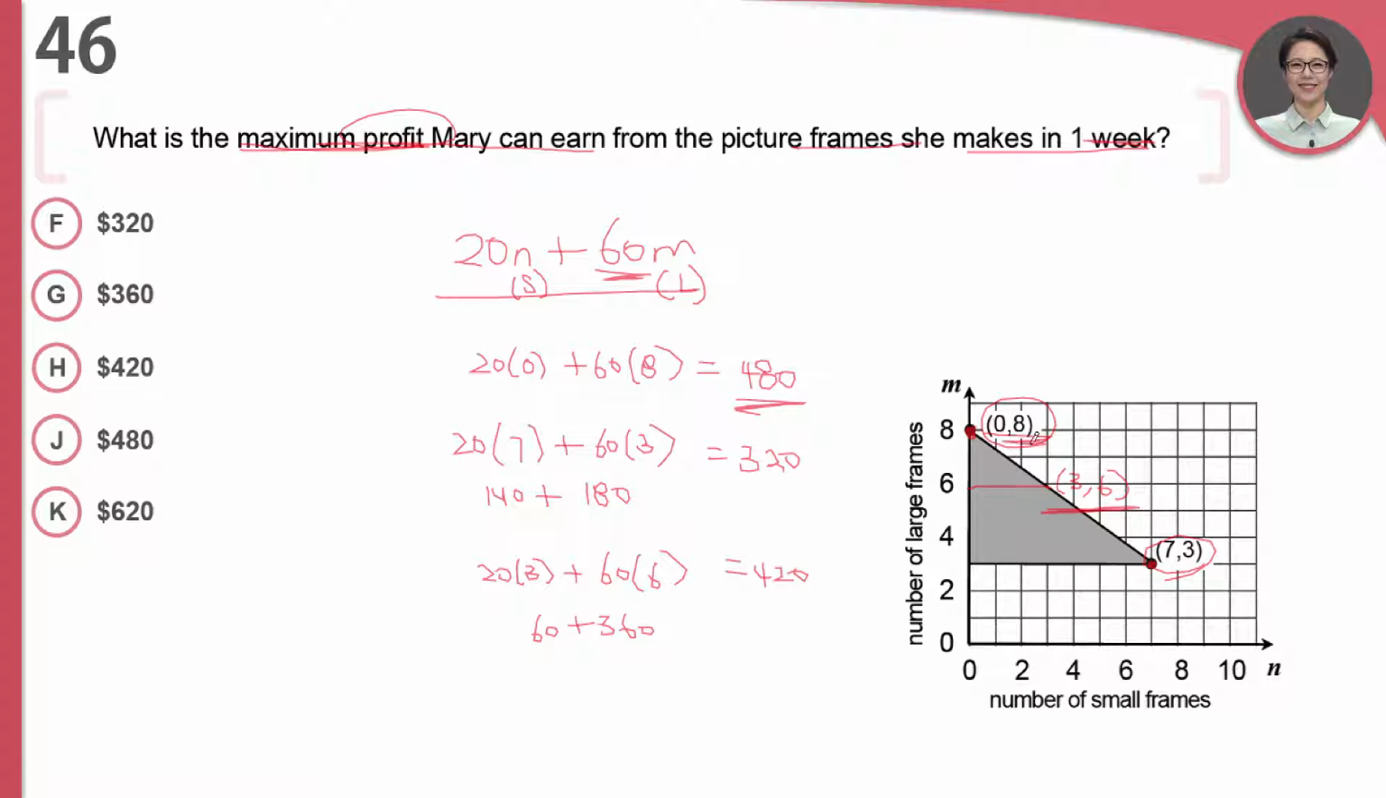As I told you earlier, it's better to make more large than small because you get more money. So yes, the point 0, 8 gives the maximum profit, and that's 480. J is the answer.